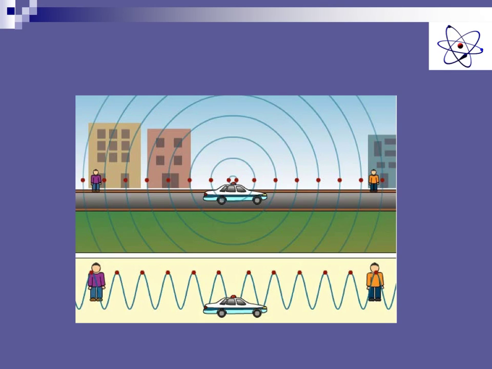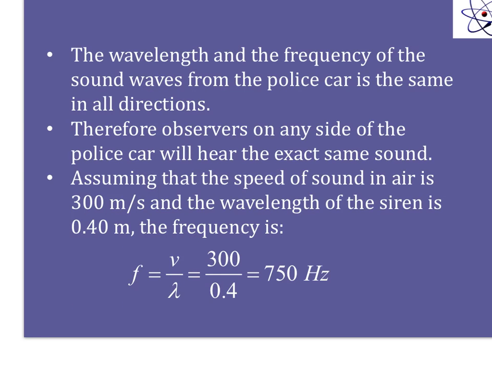And the wavelength of the sound waves, which is from one crest to the next, is the same everywhere in all directions. This picture here just shows the waves along one line only. The wavelength and the frequency of the sound waves from the police car is the same in all directions, as we saw on the previous page. Therefore, observers on any side of the police car will hear the exact same sound.